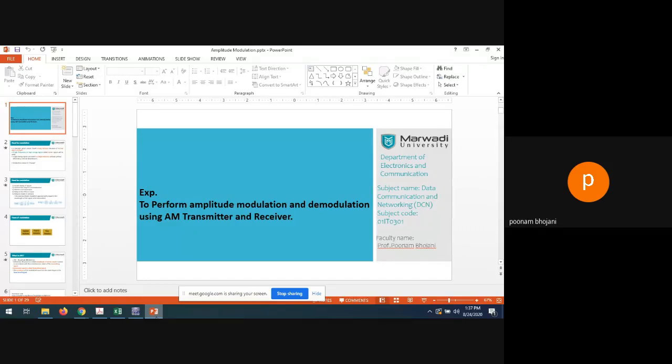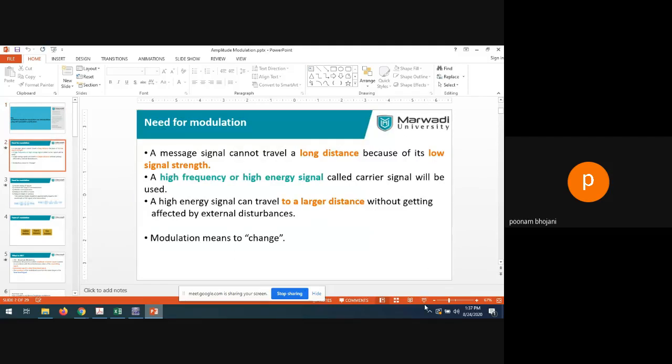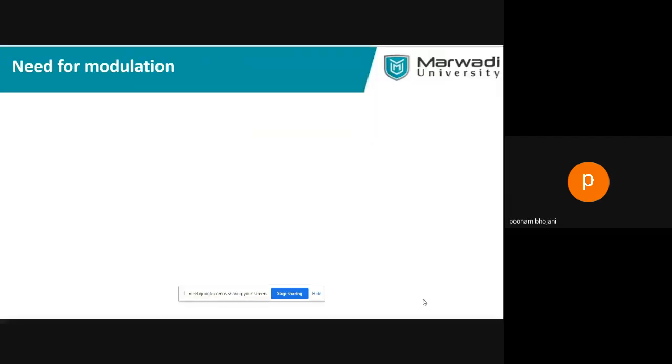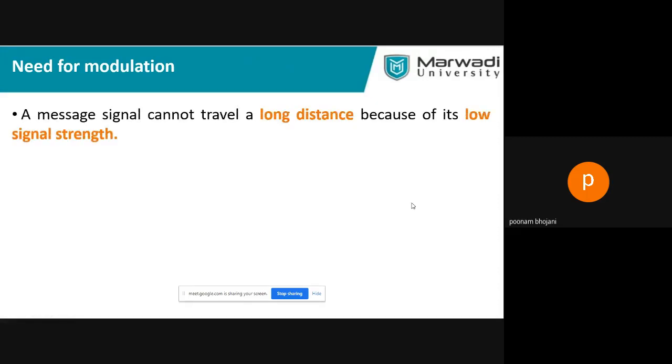So what is the need for modulation? That is the second slide. Just a minute. So, need for modulation. First, you all know, right? Modulation means low frequency to high frequency.